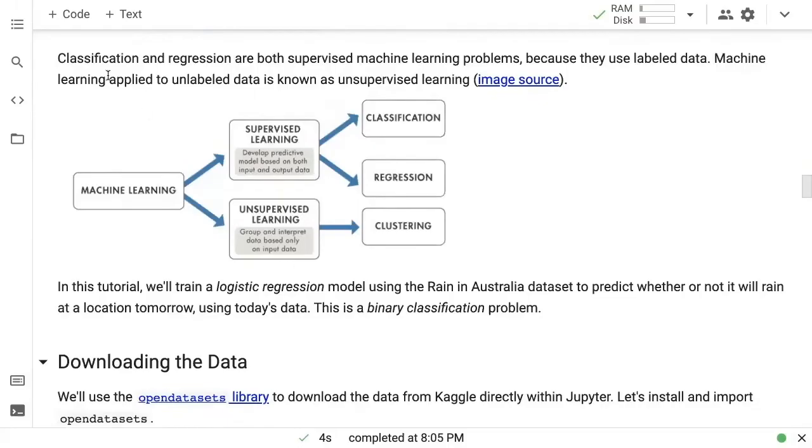Now, classification and regression are both supervised machine learning problems, because they use labeled data. By labeled data, we mean we have some targets. So for classification, the target is the class that we want to assign to each input, rain or no rain, which we already have in our data set. And similarly for regression, it is the quantity that we want to predict, for example, the medical charges.